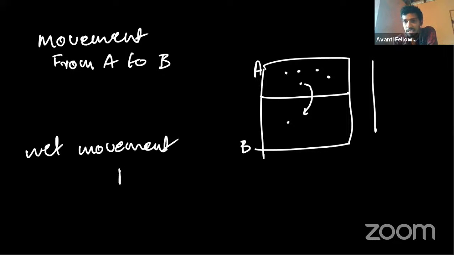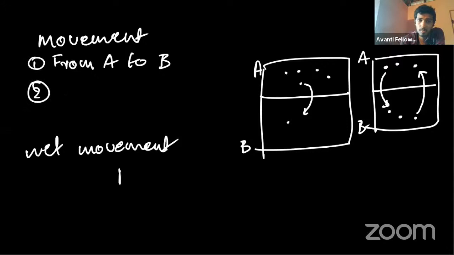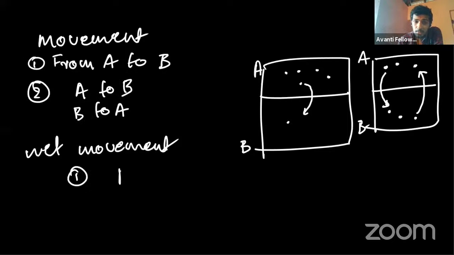Then we will take the second case, A and B. Here 3 molecules are here, and 3 molecules are here. It's in equilibrium, but one molecule is transferring from here to here, and at the same time another molecule is transferring from here to here. Is movement there or not? Exactly, in the second scenario also movement is there, transferring from A to B and B to A. Is there any net movement? No. Zero net movement in the second one.